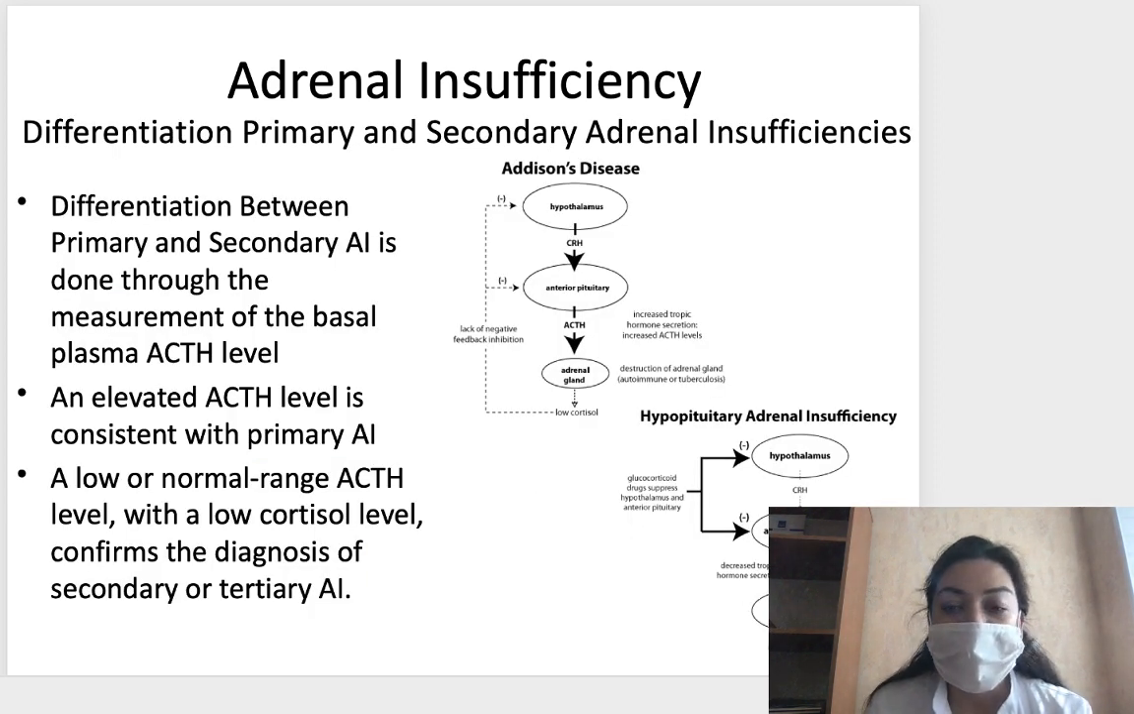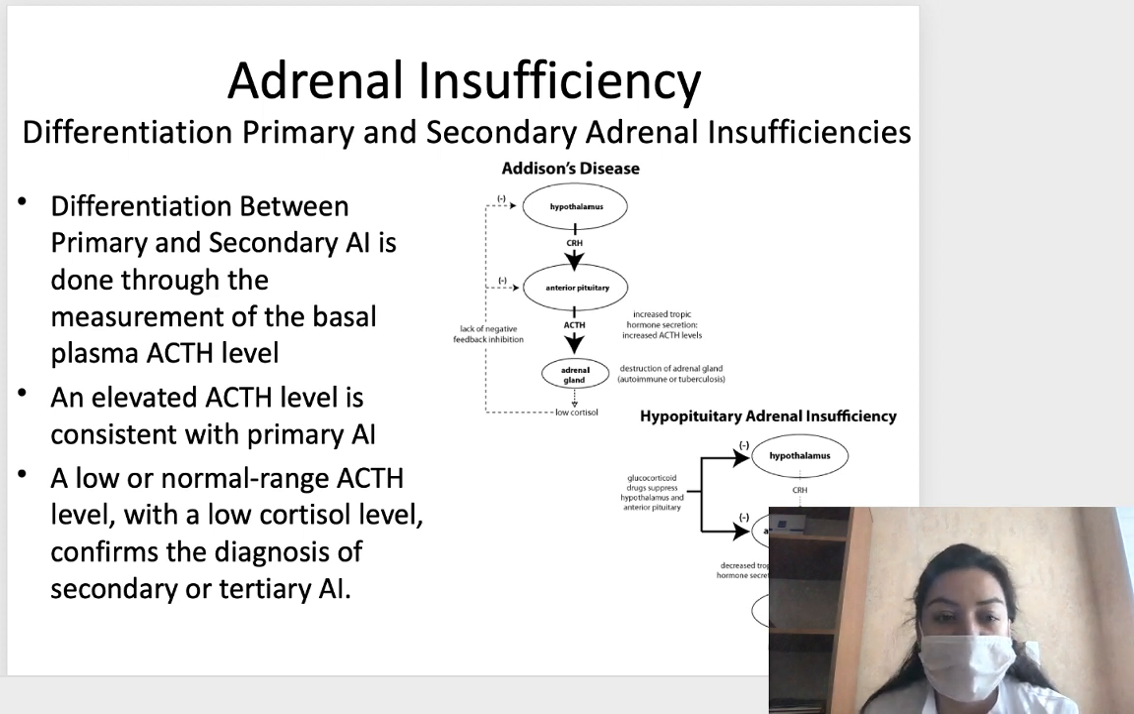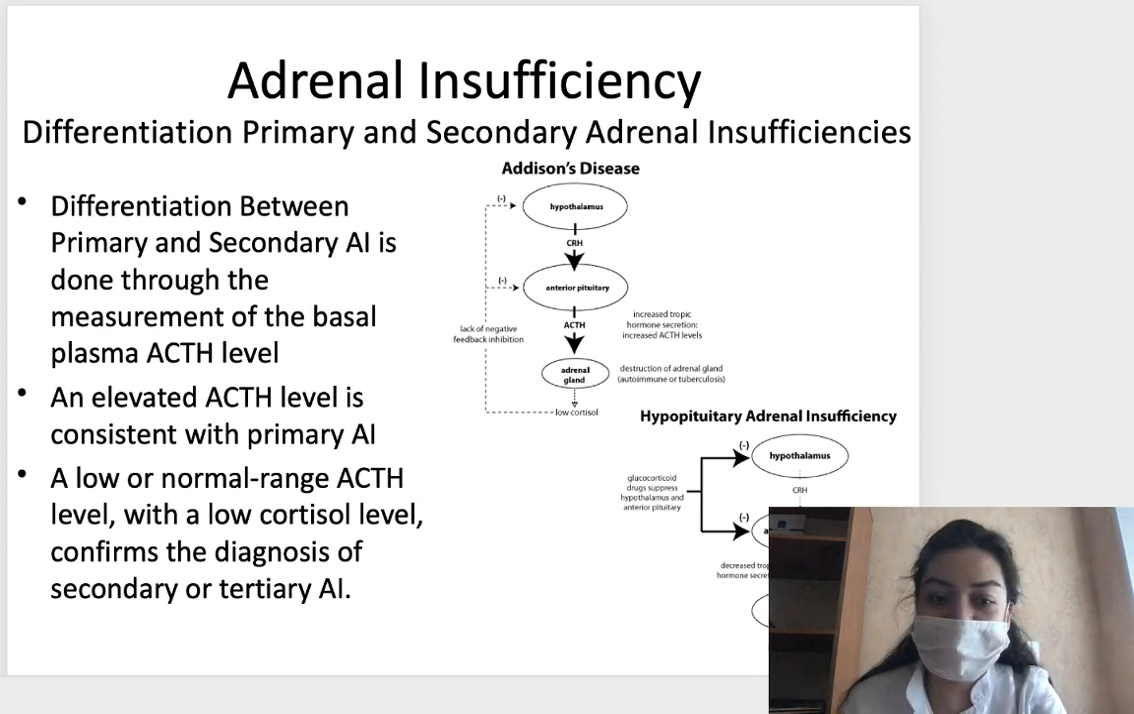Next step is differentiation of whether it is a primary or secondary case of adrenal insufficiency. To differentiate between them, we measure the basal plasma ACTH level. An elevated ACTH level is consistent with primary adrenal insufficiency. If the ACTH level is low or in the normal range, but at the previous step the cortisol level was low, it confirms the diagnosis of secondary or tertiary adrenal insufficiency.